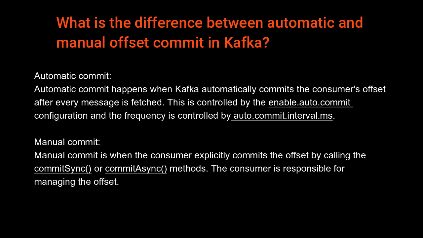The second is manual commit. Manual commit is when the consumer explicitly commits the offset by calling the commitSync or commitAsync method. The consumer is responsible for managing the offset. The developer has to explicitly call the commitSync or commitAsync method while writing the code. But in case of automatic commit, we just set enable.auto.commit to true, and after every interval, like 10 or 20 milliseconds, it commits by itself. We don't have to call commitSync or commitAsync.